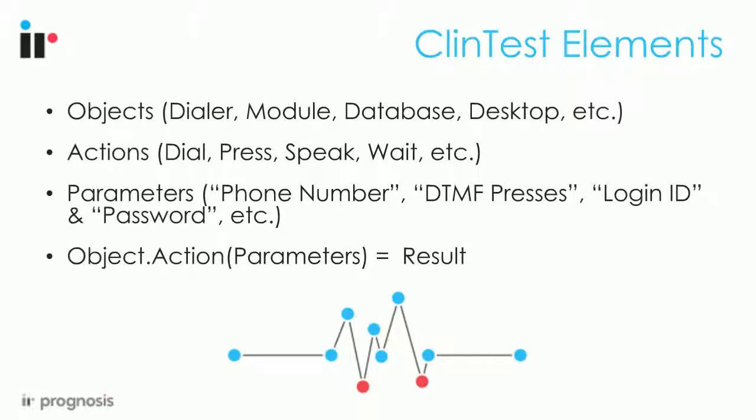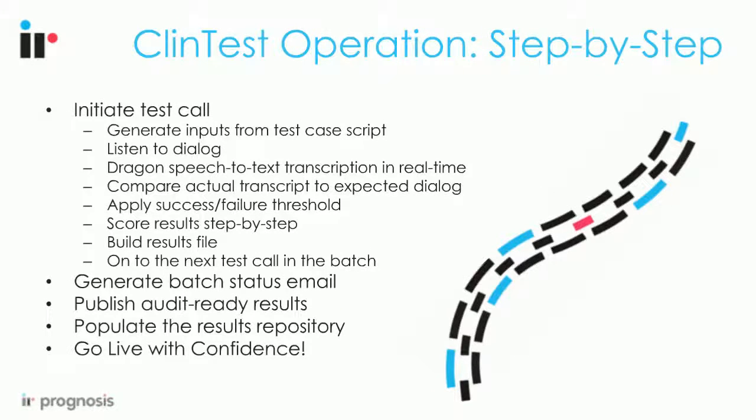So on a step-by-step basis, let's talk about ClinTest a little bit. It's what you would expect, I guess. Make a call, generate the inputs, listen to the system, gather and process the responses, and score the outcomes against the expectation, and then publish the results. So the process is easy to talk about. It's similar to what a human being would do, of course, except that automation is doing it.